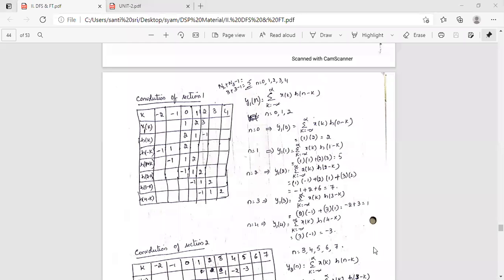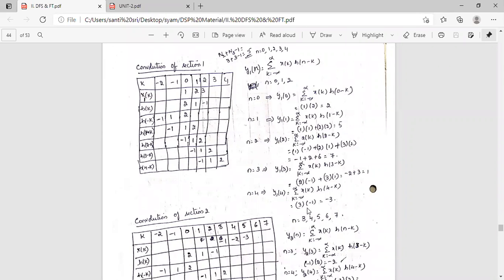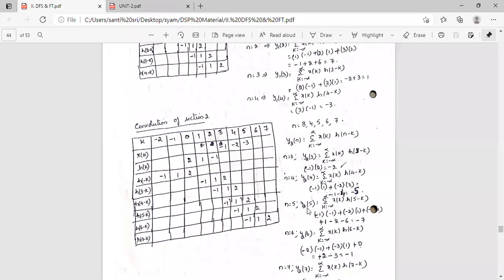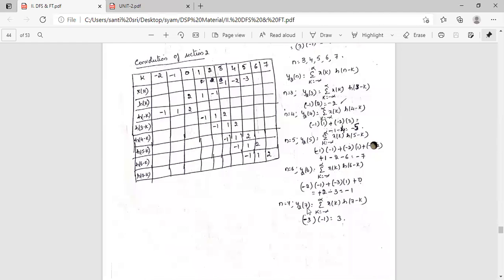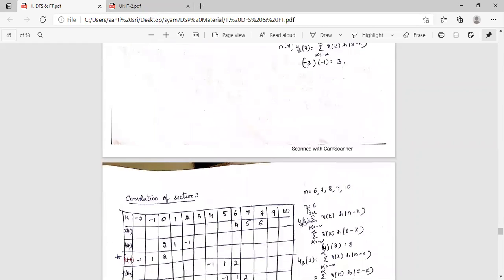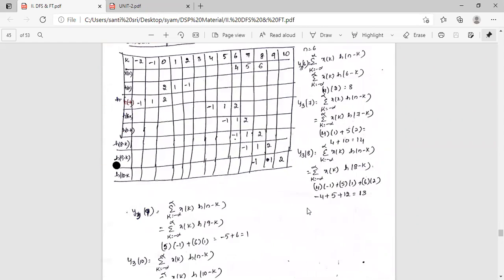So coming to section 2, why we have calculated 5 values means here the length is n2 plus n3 minus 1, that is 3 plus 3 minus 1, 5. That's why we will calculate these 5 values. Okay. Next, for section 2 also we will calculate the 5 values. For section 3 also we will calculate the 5 values.